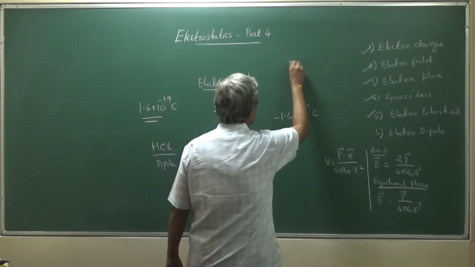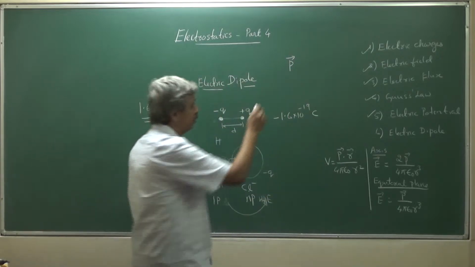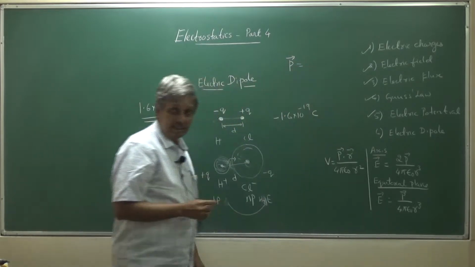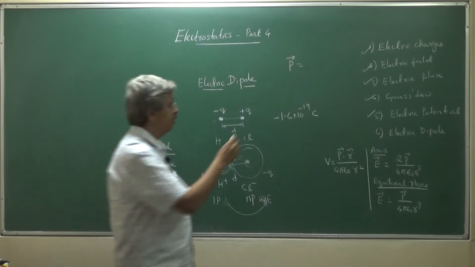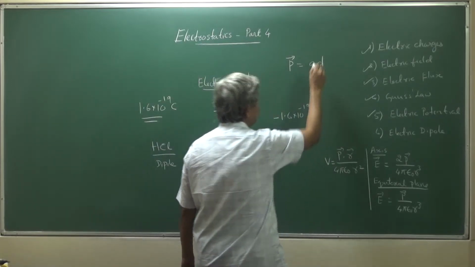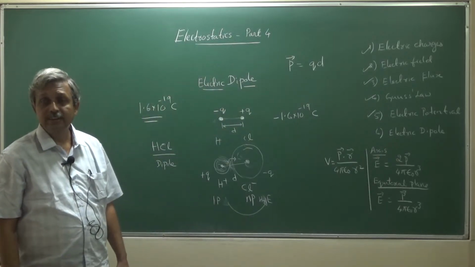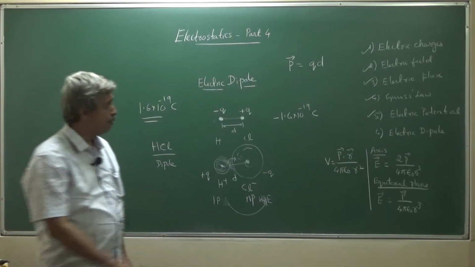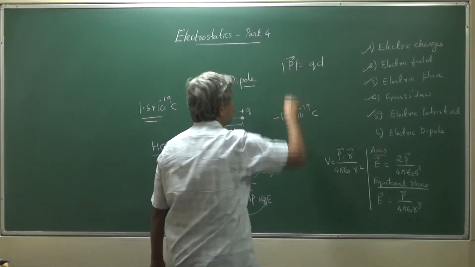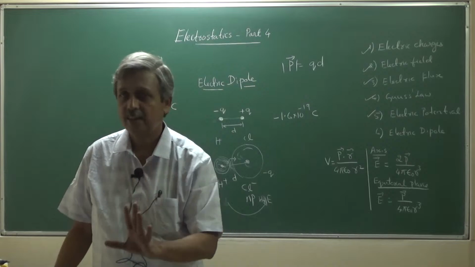We give the dipole moment p, and write it as the distance between them, that is d, and one of the charges. So this is the magnitude of the dipole. Dipole moment is considered to be a vector.